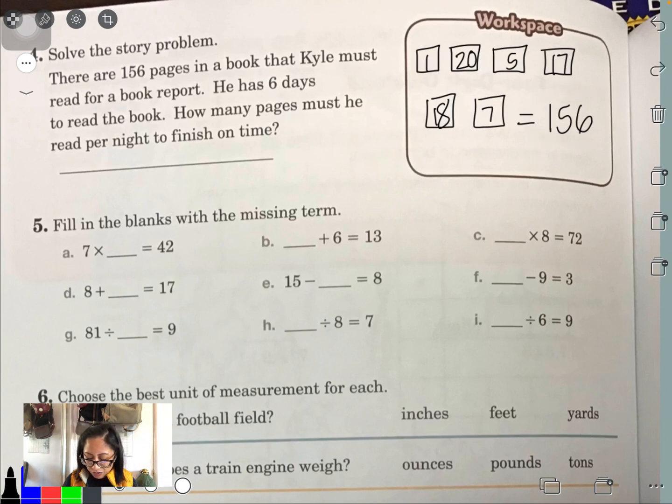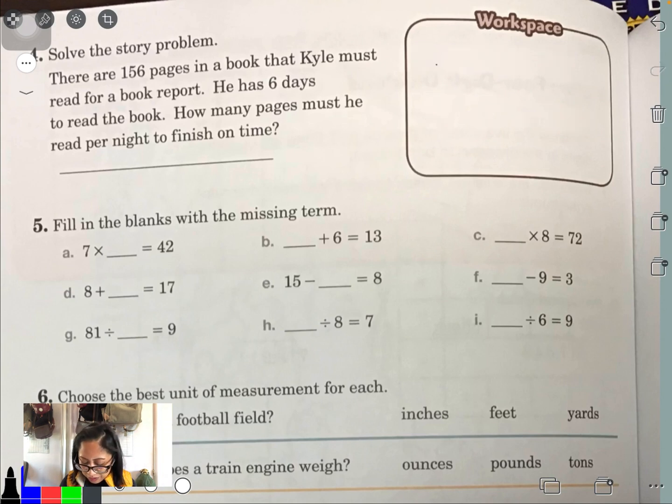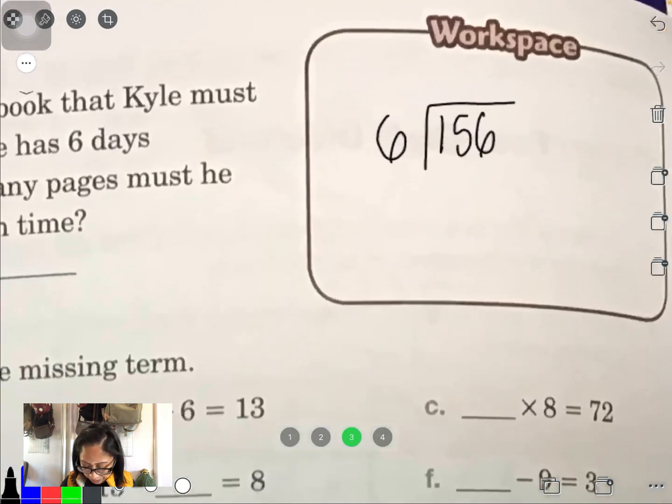I don't think if you add 1 plus 20 plus 5 plus 17 plus 18 plus 7, it's 156. So here's what Kyle's gonna do. Kyle's gonna take 156, oops, and you can write this down now. He's gonna take 156, and he's gonna divide it by 6. So we can try to find out how many pages he can read each day, right?